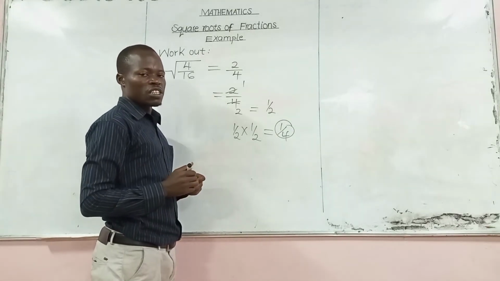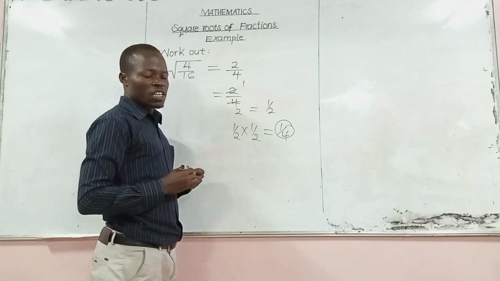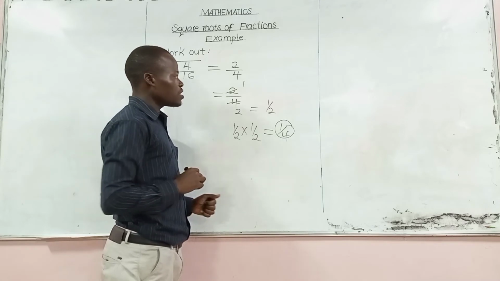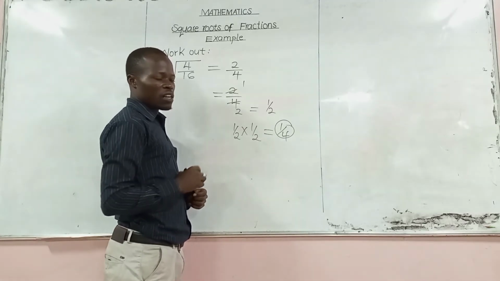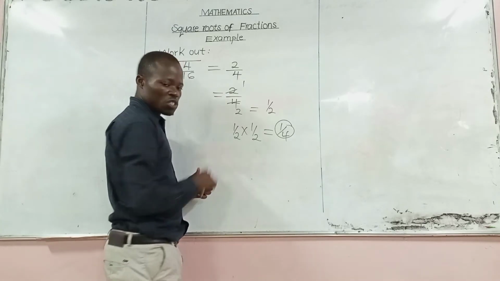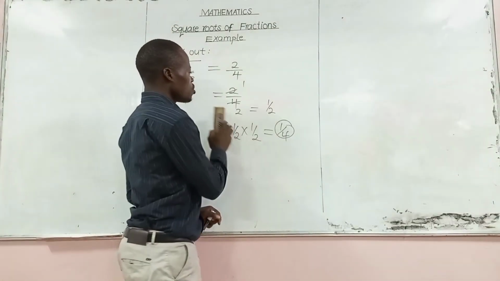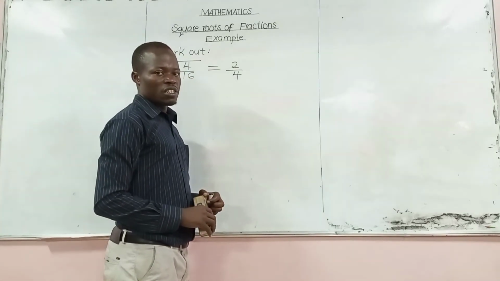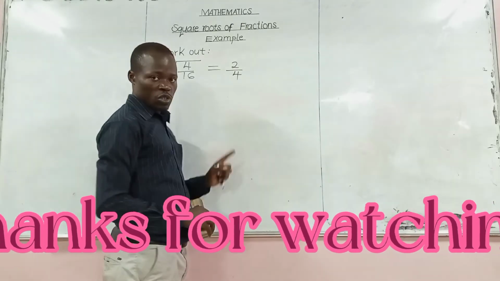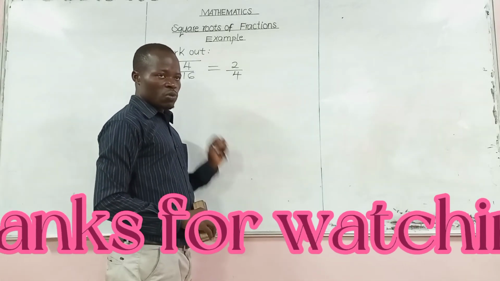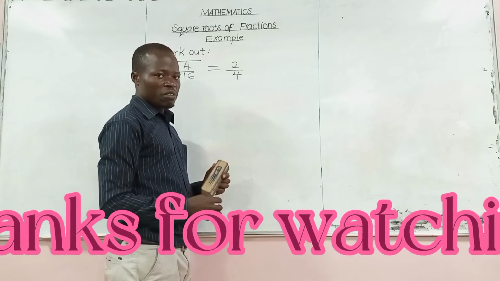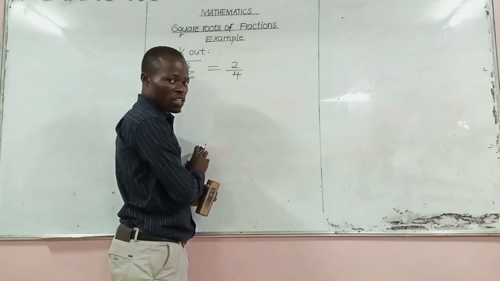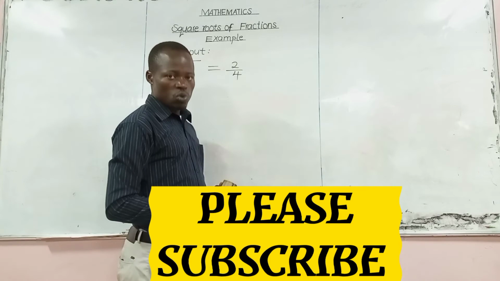That's why in getting square roots of fractions, the answer we get as square roots, we are not supposed to simplify. So that means that our answer will remain as 2 over 4. So we don't simplify. So the answer becomes 2 over 4. That's how we get the square roots of fractions. I repeat, the square root of a fraction is obtained by getting the square root of the numerator over the square root of the denominator. So our answer becomes 2 over 4.